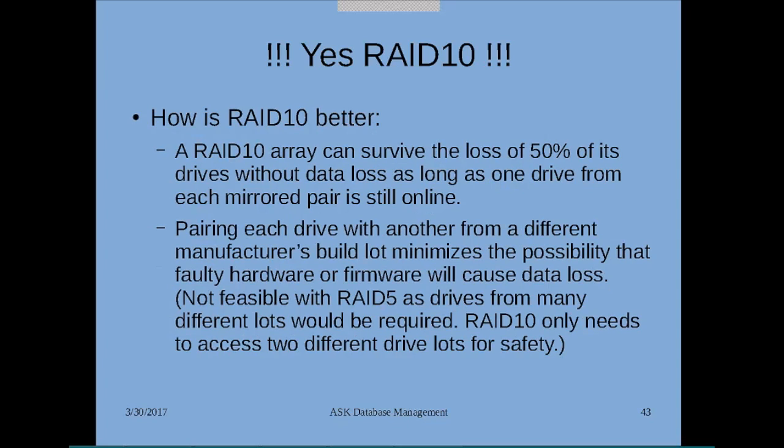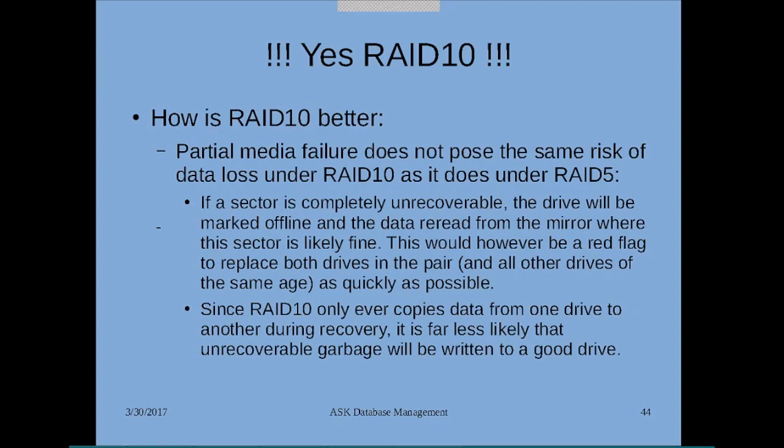RAID 10 can survive the loss of half of its drives. One whole side of the mirror, and it could be different size for different pairs, and nothing gets lost. Partial media failure is less of a problem for RAID 10 because you're not propagating data from one drive to another. So yes, you might get one drive going flaky, but its mirror probably has good data on that particular sector, and the array will read the data from the good drive and tell you that there's a problem, and you can replace the damaged drive and rebuild it. Is there a possibility that there's some other sector that's bad on the mirror drive? Yes, but it's much less than the problem with copying data from one drive to 20 others.